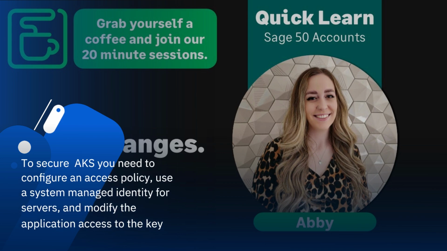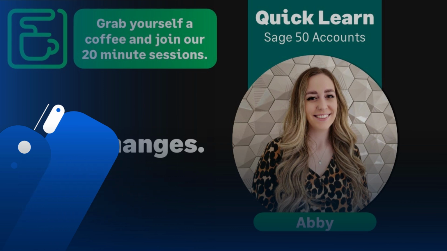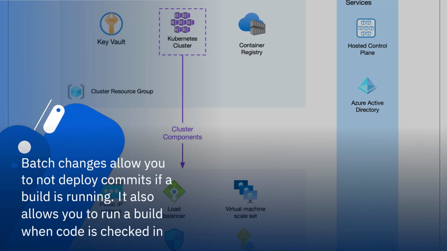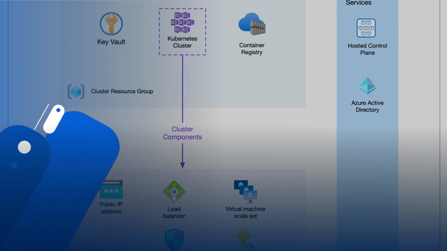To secure AKS, you need to configure an access policy, use a system-managed identity for servers, and modify the application access to the key vaults. Batch changes allow you to not deploy commits if a build is running. It also allows you to run a build when code is checked in.